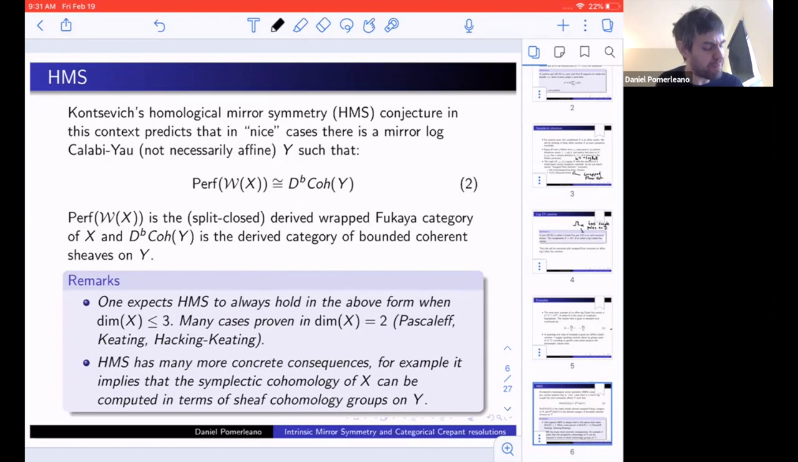So what one means by nice, well, this conjecture originates in physics. So one certainly expects that when the dimension is less than or equal to 3, you should be able to always find a mirror space Y. And many cases of this are proven in dimension 2 by James Pascaleff, Elsa Keating, and then a very recent paper of Paul Hacking and Ailsa Keating that proves many cases of this in dimension 2. In dimension 3, it's much more open, because in dimension 2, you can almost classify what all the possible X are. They're all rational surfaces minus some kind of elliptic curve. So it becomes a concrete question.